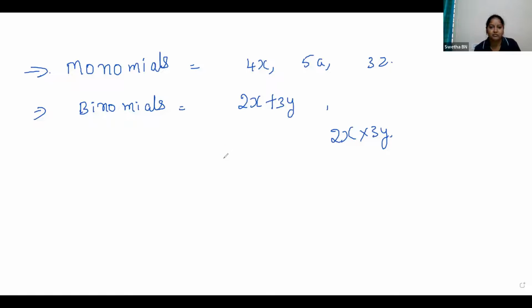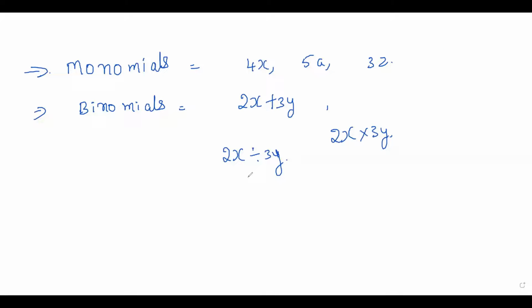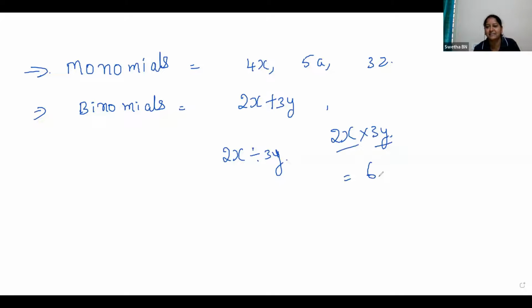Okay, I'll write one more. 2x divided by 3y. Is it monomial or binomial? Ma'am, I think it's a monomial. Why? Because only plus and minus. Yes, very good. That's why I asked you. So 2x into 3y, see, now it becomes a single term, right? So you can multiply this, and 2x divided by 3y, here also it becomes a single term, right? So only plus and minus signs separate the terms, like 2x minus 3y.